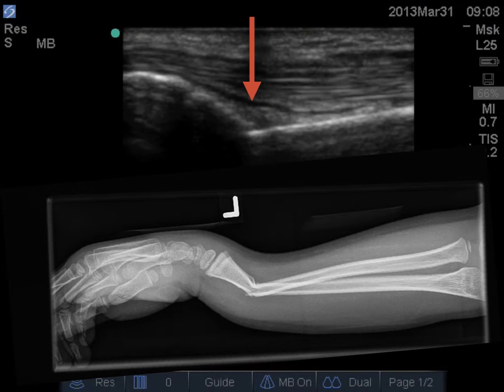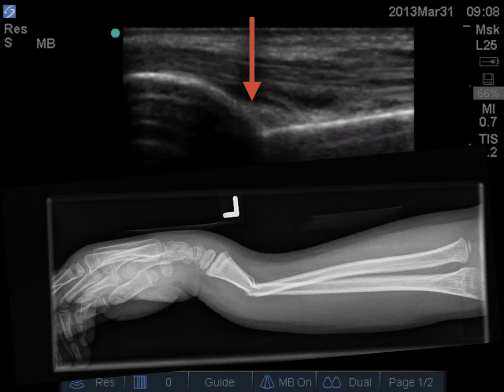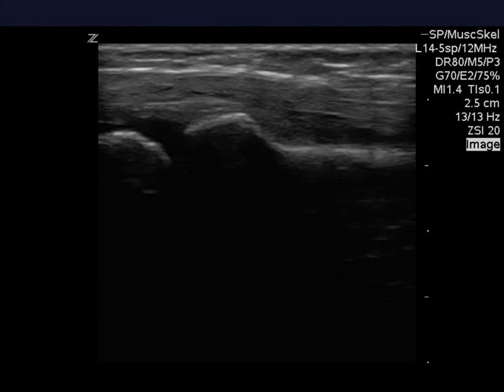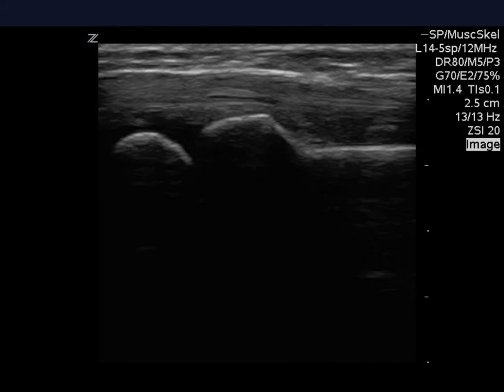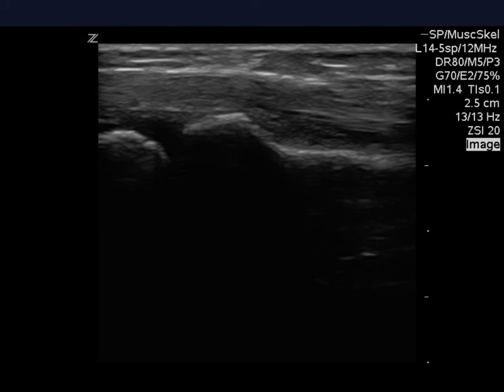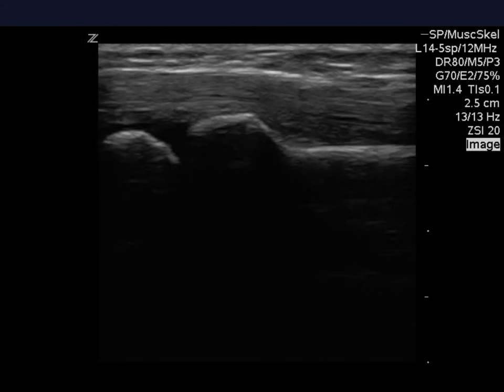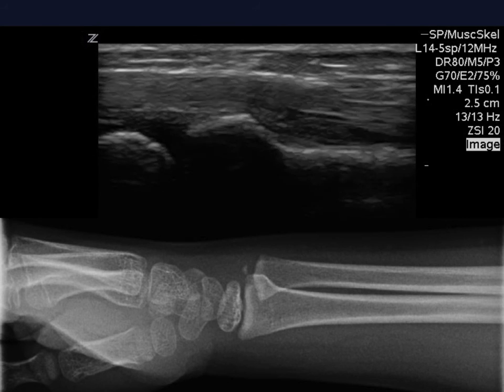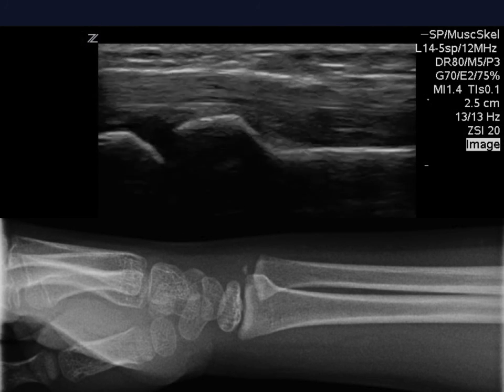Let's next address what buckle fractures would look like. The buckle fracture probably jumped out at you in this clip. The hyperechoic line of the bony cortex is present, but when we follow from right to left, there is a sudden bulge to it. This is the corresponding X-ray, with the buckle fracture noted on the distal radius.